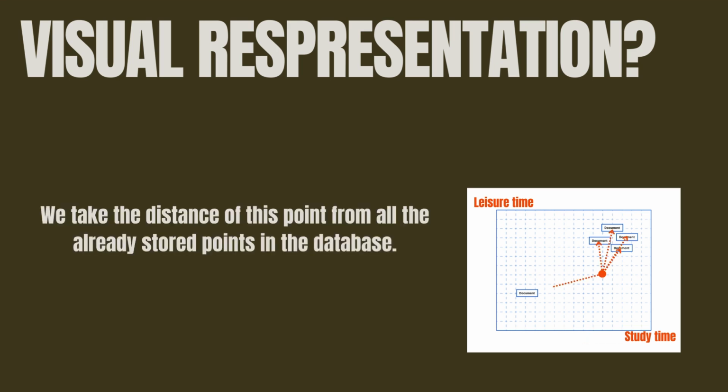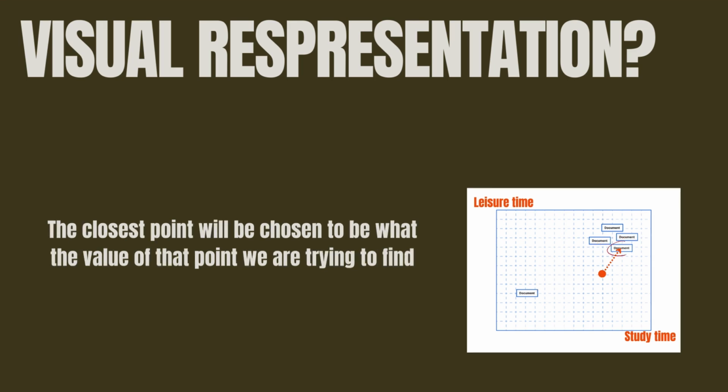Well, what we can do is we can take the distance of the student from all the other points that are already stored in the vector database and see which one is closest. We will then take the closest point, and whatever value that closest point gives will probably be the value of what the student will have. In this case, maybe that close point was a B.